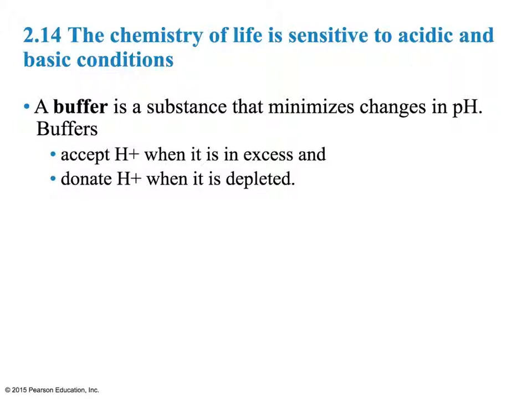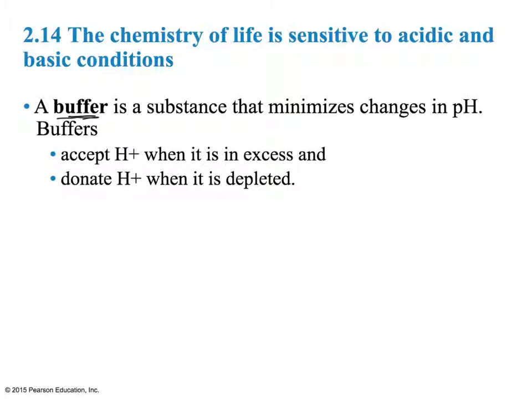Life is very sensitive to how acidic or basic the conditions around, or even the conditions inside of a particular cell, let's say. And so they need to make sure that there's a pretty even neutral pH system. It can't really swing too acidic or too basic. And so to keep things pretty steady, there are going to be buffers. So those are substances that are going to minimize changes in pH.